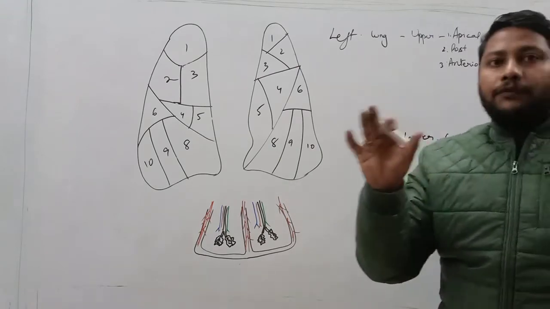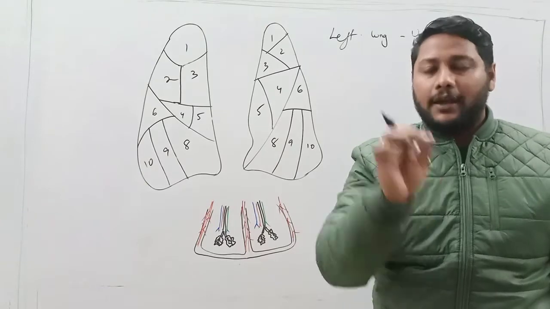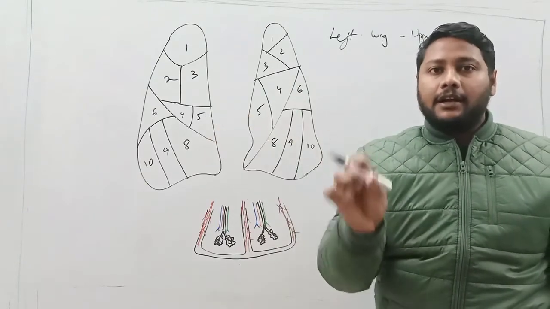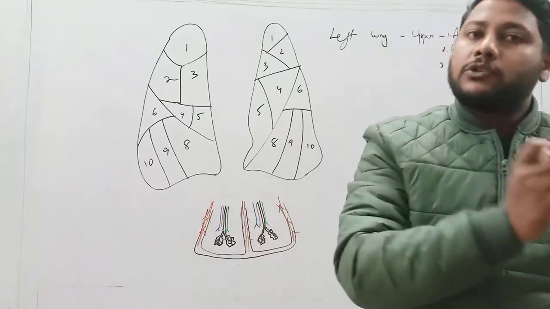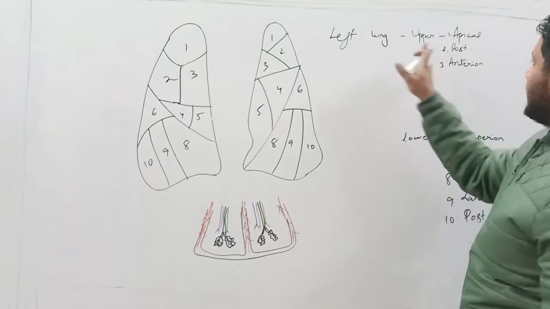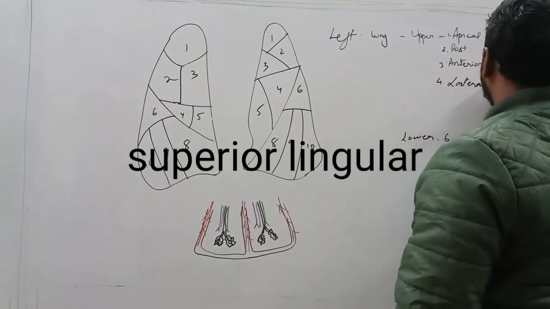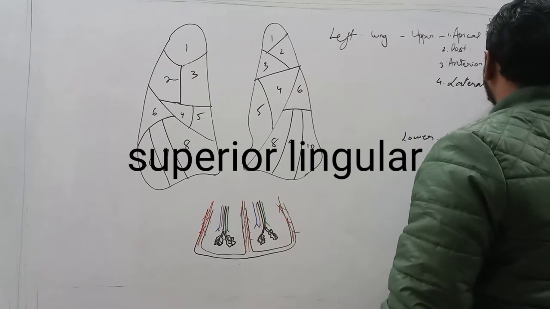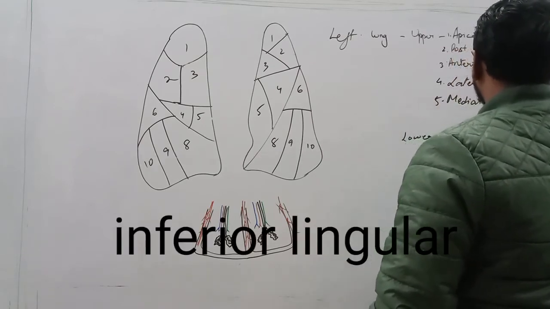But if you remember, in the beginning I told you that there is a structure known as the lingula in the left lung, near the cardiac notch. That lingula basically corresponds to the middle lobe of the right lung. So in the upper lobe, we will have the lateral lingular segment and the medial lingular segment.